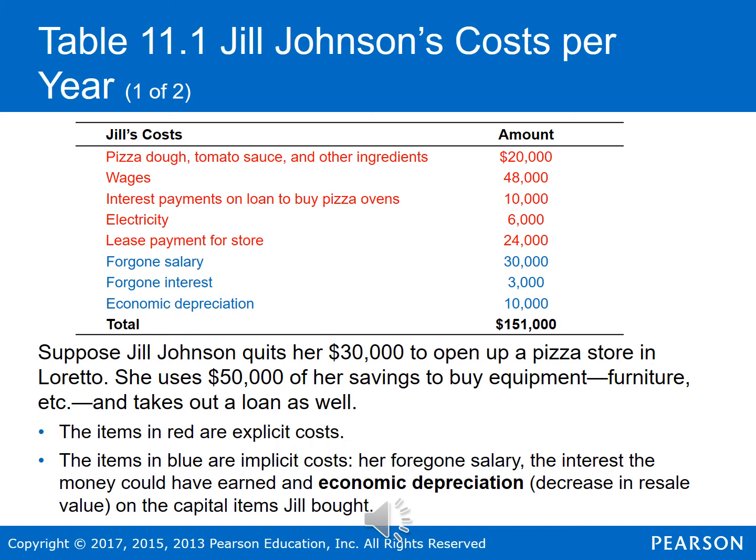Now her costs are listed above in the figure. The items in red are explicit costs. So there are things like the pizza dough, the tomato sauce, all the ingredients she's going to use, the wages she's going to pay her workers, the interest payments on the loan to buy the pizza ovens, the electricity she's going to use in the shop, and the actual lease for the store itself. These are all physical costs that she's actually paying for. Now the items in blue are the implicit costs. So things like her foregone salary, the interest on the money she could have earned, and economic depreciation, the decrease in the resale value of the capital items Jill bought.